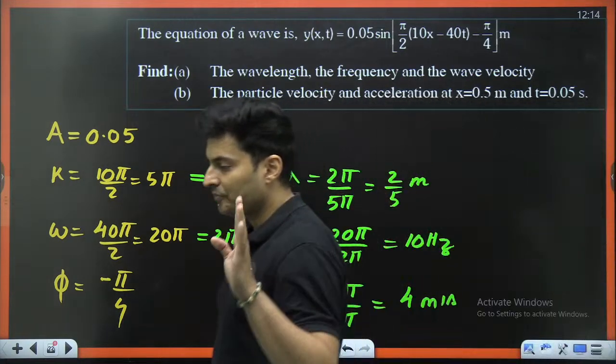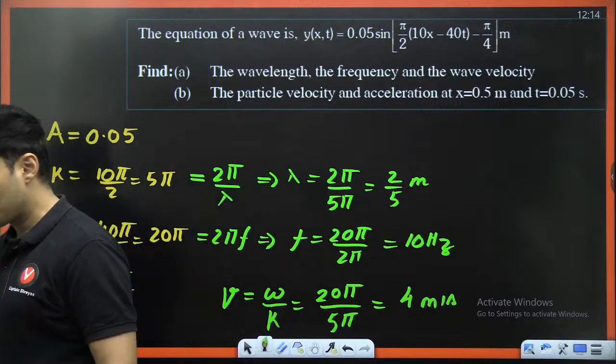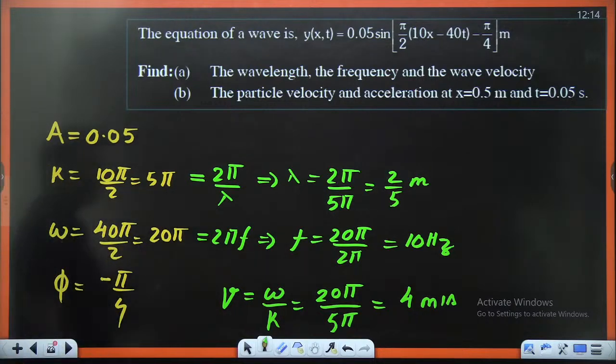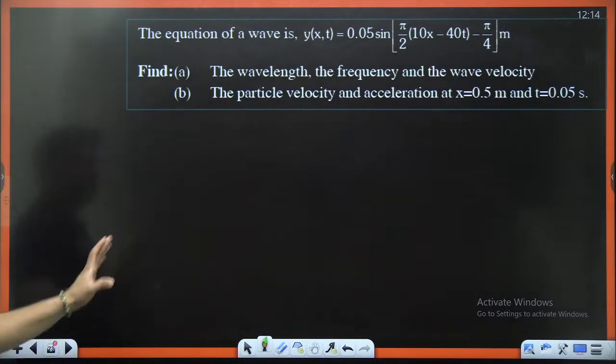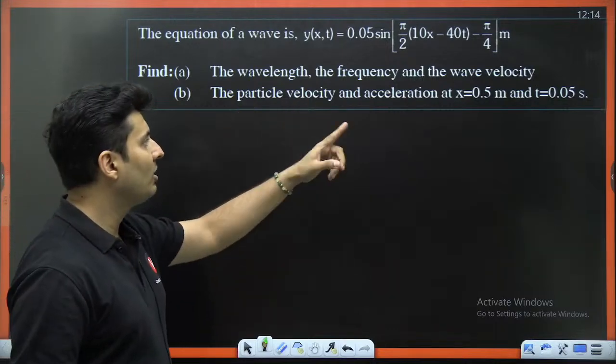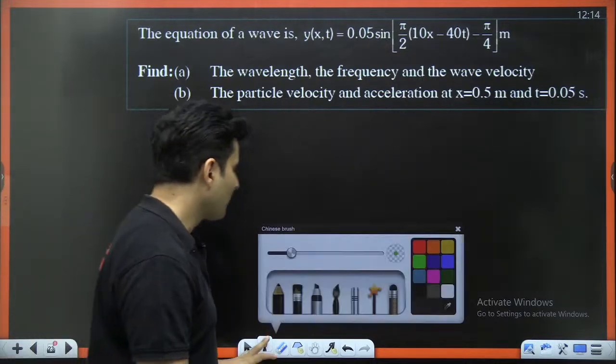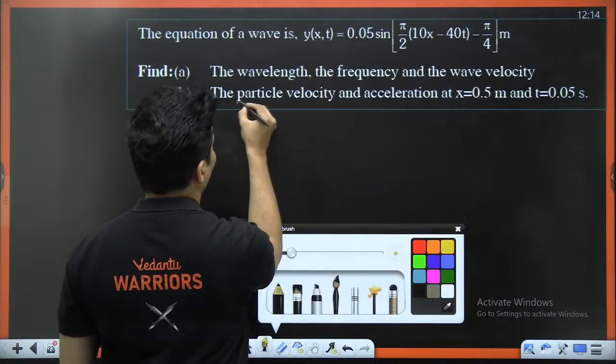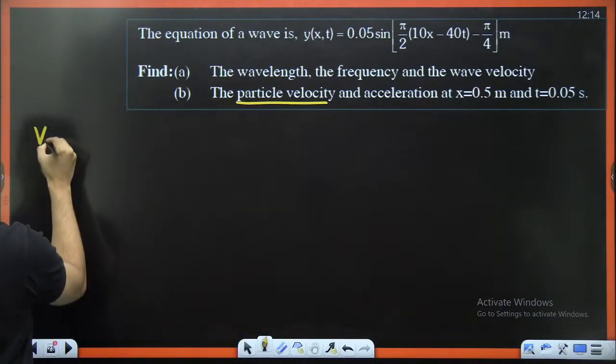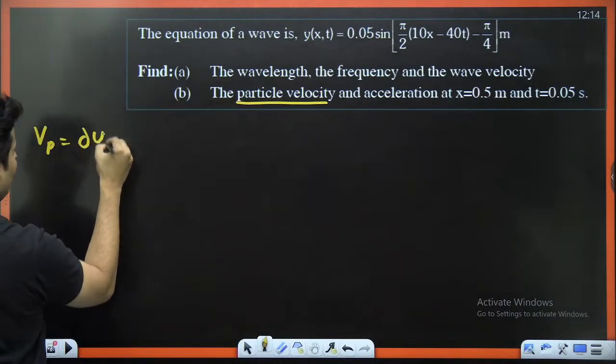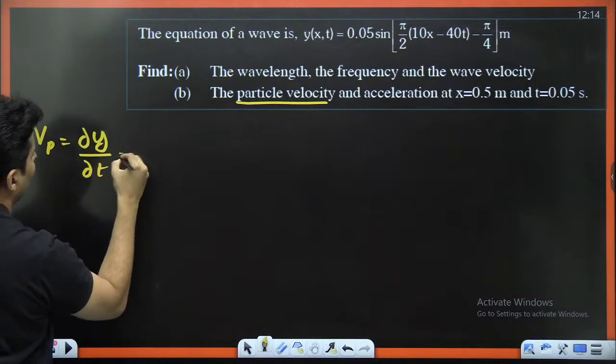Is that clear? Everybody with me? Awesome. But that is not all. There is another question also in this. What is the particle velocity and acceleration at this time? So to find the particle velocity, use this formula, which is nothing but derivative of y with respect to time.